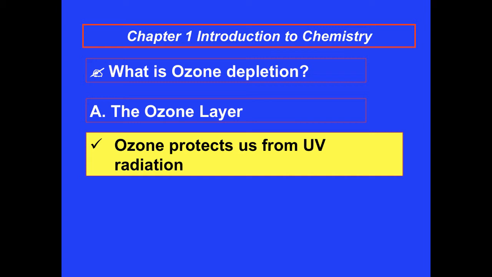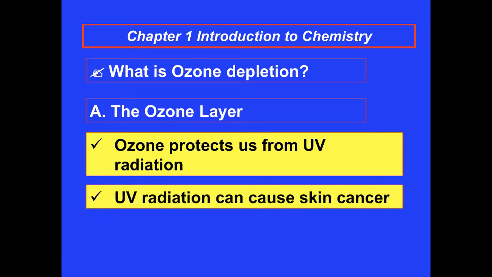UV radiation is dangerous because it causes molecular level changes in our skin cells, which result in cancer. Just like UV radiation damages our exterior layer, our skin, it also causes harm to plants, which can have a ripple effect up the food chain.